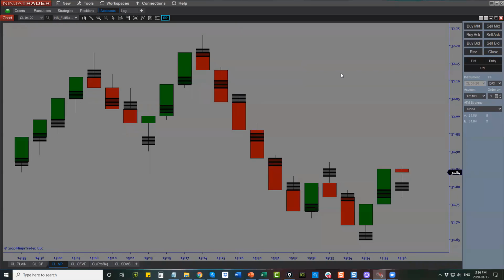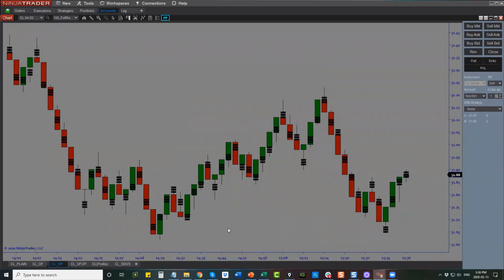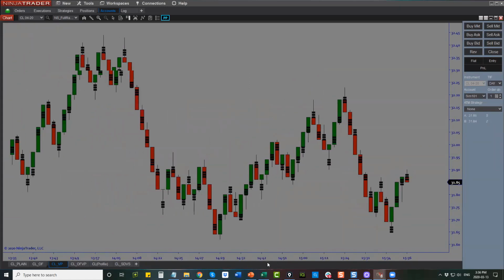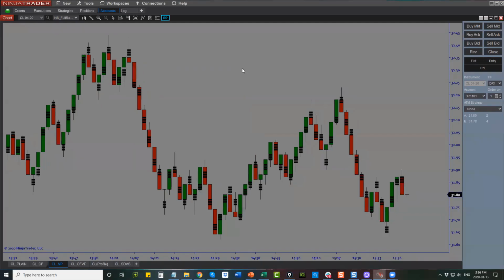So why do you think that this is important? Can you guys tell me why you think that would be important? Why do you think it would be important for us to understand the volume inside of every single bar, the majority of the volume? Anybody have an opinion? Volume attracts price? Yes. Volume does attract price, but also volume leads price depending on how it's used.